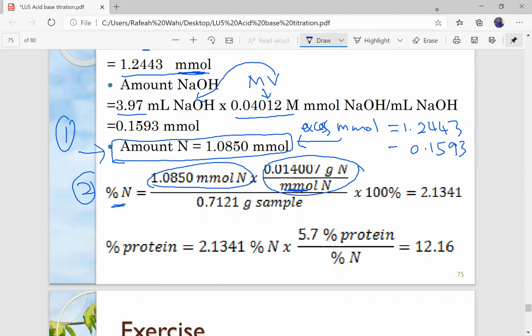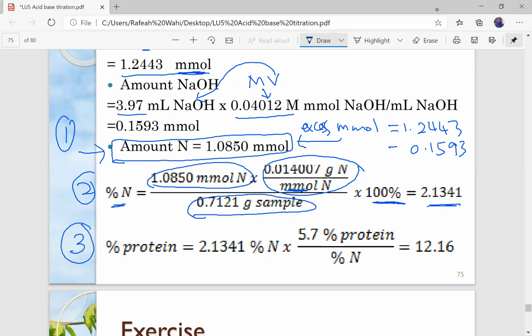That's why you see here is 0.014 gram. Okay, that's because you have to convert gram per mole to gram per millimole. Okay, so divided by the amount of sample, the mass of sample, 0.7121, which is given in the questions, and you multiply with 100%. So you get the value 2.1341.